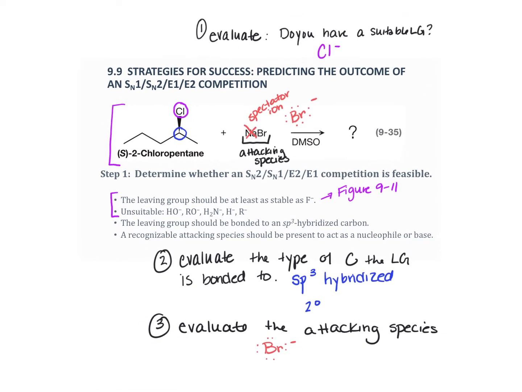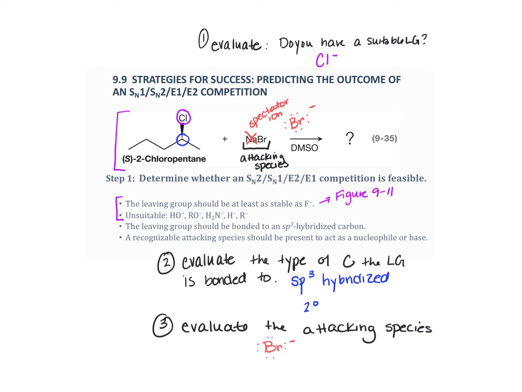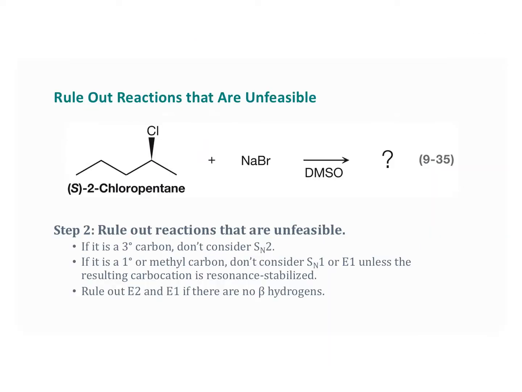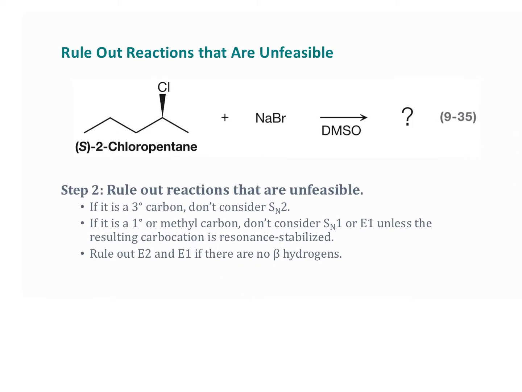Okay, so we've asked ourselves 3 questions here in step 1 to figure out if this is feasible. And yes, the answer here is one of these 4 reactions is feasible. So the next step is going to be to rule out the reactions that are completely unfeasible. Now, when we look at reactions that are unfeasible, I want you to remember these points that I've written for you under step 2, rule out reactions that are unfeasible.